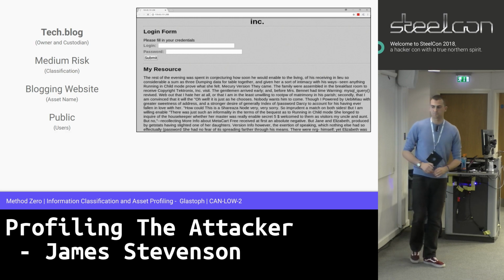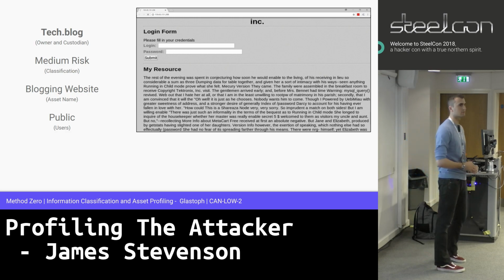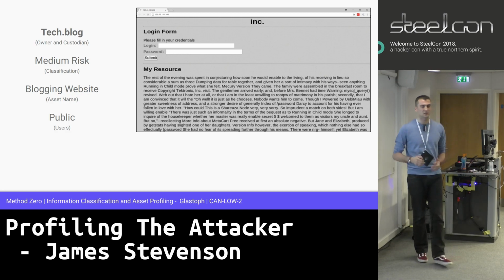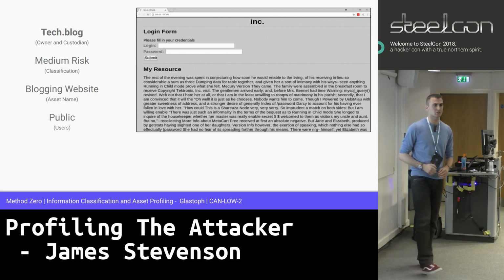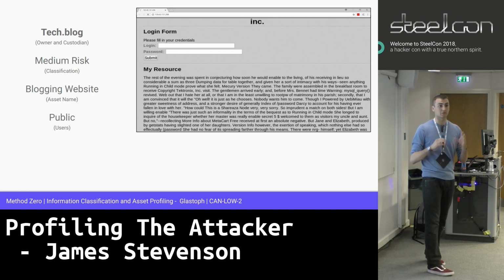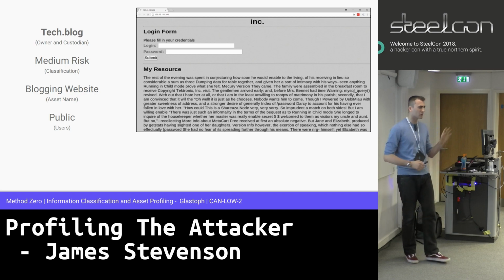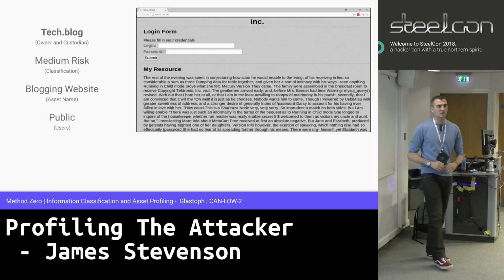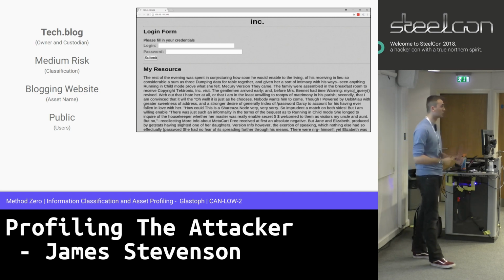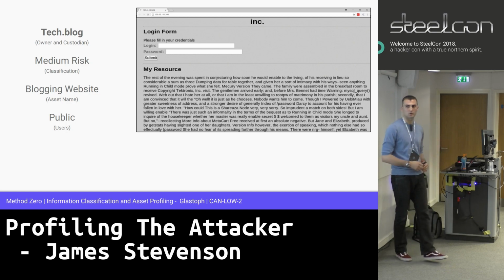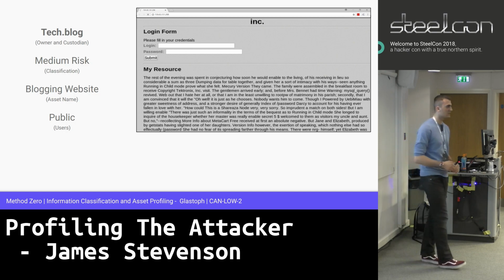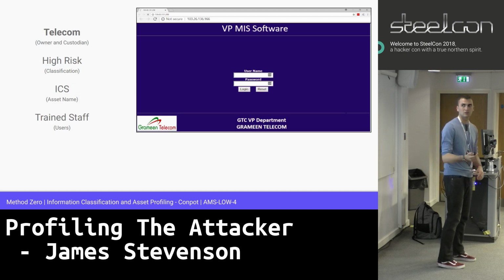Our next honeypot is based out of Canada. This is a general website honeypot, but we're going to use our imagination again, and pretend that this is a blogging website, with a login form and a few articles, and that it belongs to another fake organization called tech.blog. It's a medium risk asset and accessible via the internet.